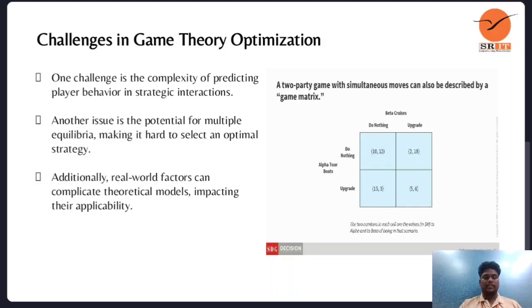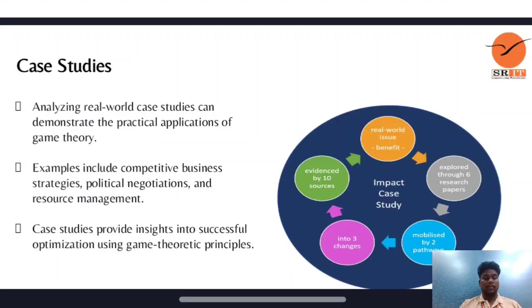Case studies. Analyzing real world case studies can demonstrate the practical application of game theory. Examples include competitive business strategies, political negotiations, and resource management. Case studies provide insights into successful optimization using game theoretical principles.